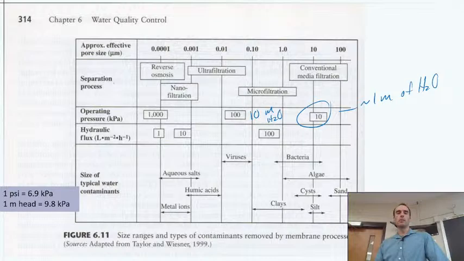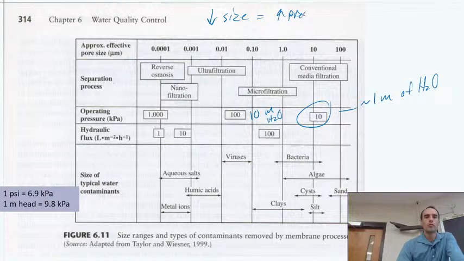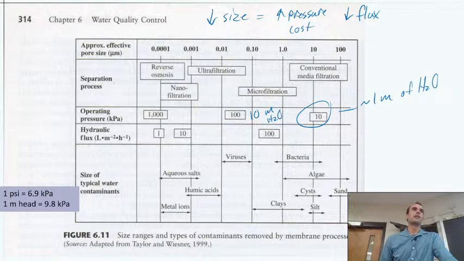At that point, what you'll see is this hydraulic flux. What used to be a decent amount of water, the more you go this way, the less flux you're getting out, but also the higher pressure requirement. So as we go down in size, that causes an increase in pressure, which is cost, and a decrease in flux. So it's like times two more costly as we go down. And we see that's happening on somewhat of an exponential scale, or maybe matching the exponential scale, right?